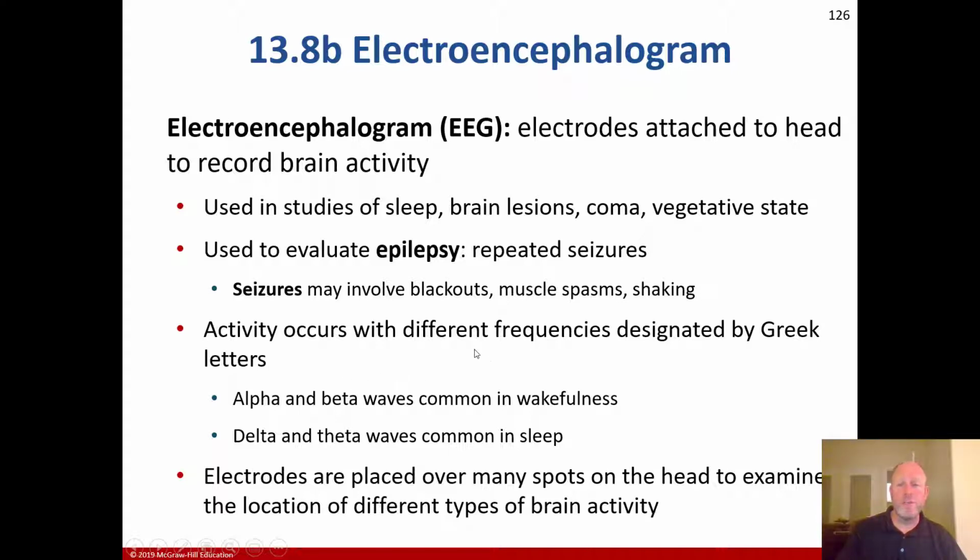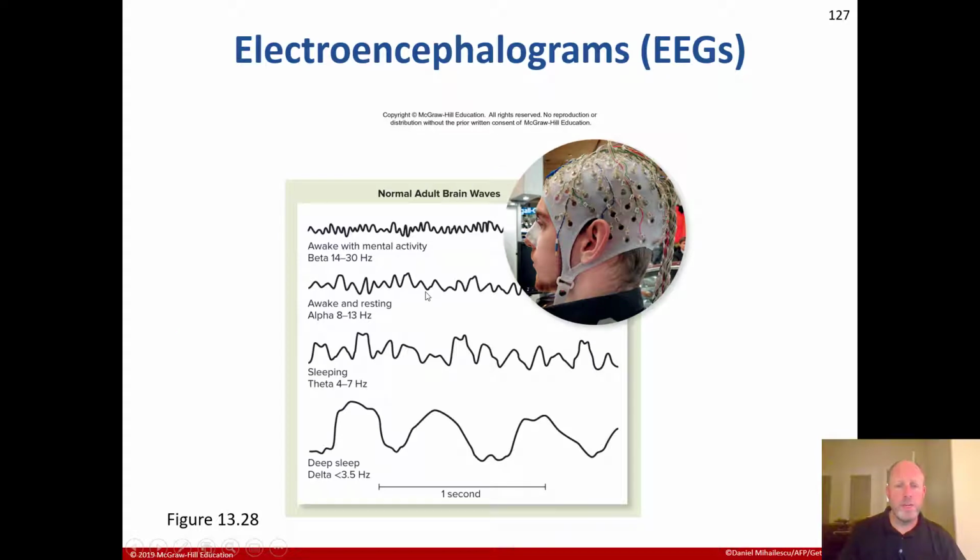Activity occurs with different frequencies designated by Greek letters. Alpha and beta waves are common in wakefulness, and delta and theta waves are common in sleep. Electrodes are placed over many spots in the head to examine the location of different types of brain activity with the EEG. So here you have an EEG.